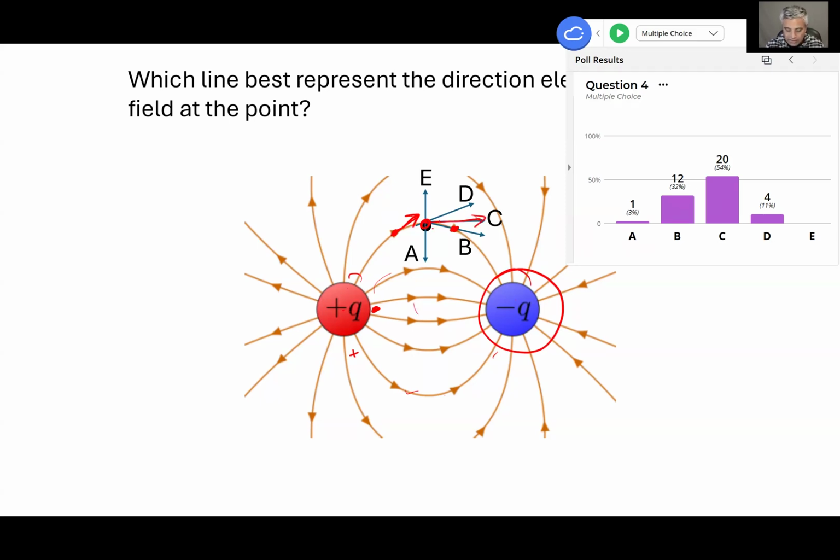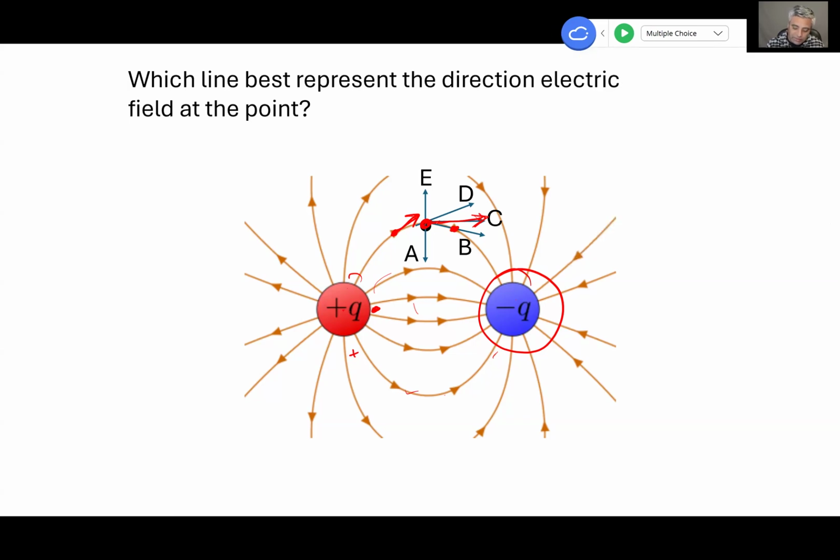And since it is exactly in between, what happens? This is horizontal. So C is the correct answer. And this kind of setup of charge is also called a dipole. In class, we did actually draw the fields due to both of these charges. Like this one, the field due to this is going to be pointing this way. The field due to this is going to be pointing that way.